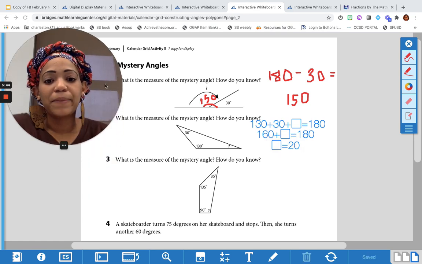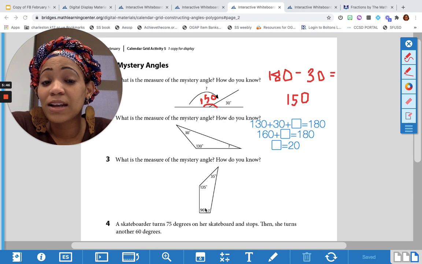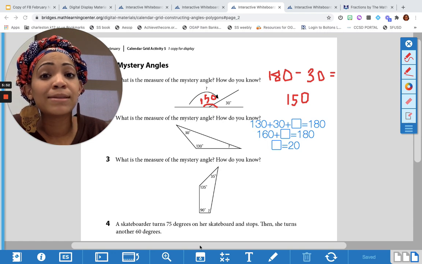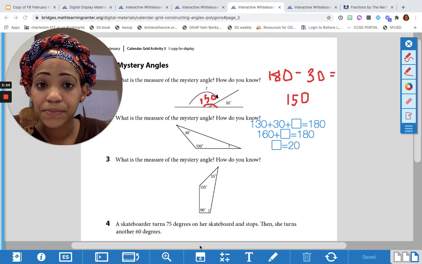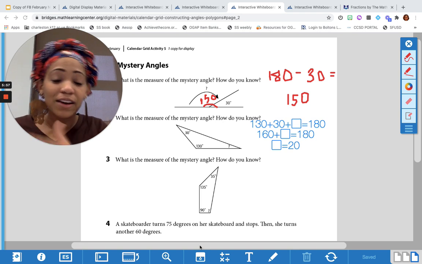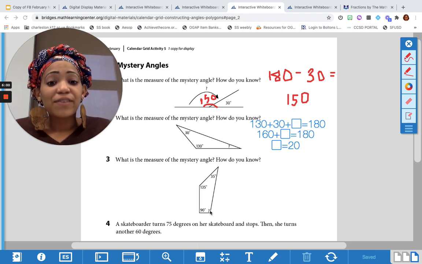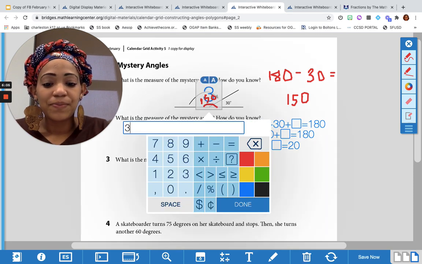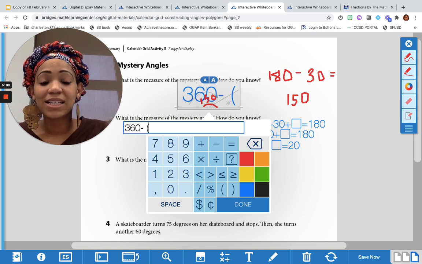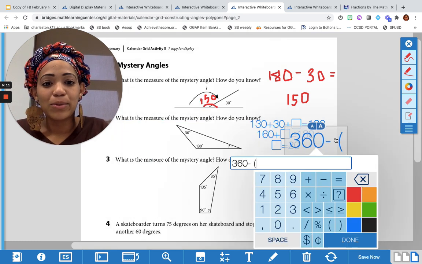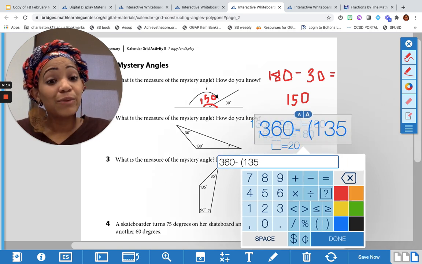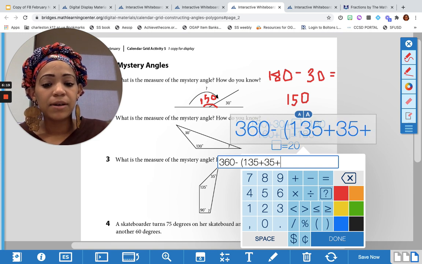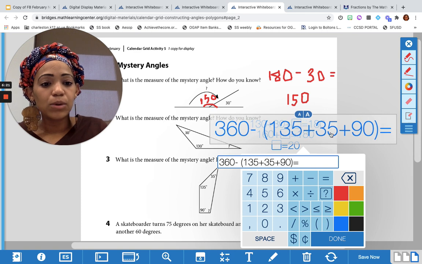All right, number 3. Now we have a mystery angle inside of a quadrilateral. Do you remember what the angles add up to inside of a quadrilateral? 360 degrees, like a full rotation around the circle. So in order to figure this out, I'm going to write a fancy equation. I'm going to do 360 minus, and I'm going to use some parentheses because I think parentheses are fun. And we've talked about parentheses this month. 135 plus 35 plus 90 equals our unknown.